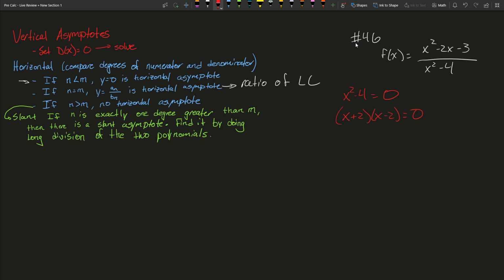So x squared minus 4 factors to x plus 2 times x minus 2. When we set both those equal to 0, we get x is -2 and x is +2. Then we compare the two degrees. Both are 2 in this case, so we have the ratio of the leading coefficients, which both are 1. So our horizontal asymptote will be 1 over 1, which is just 1.